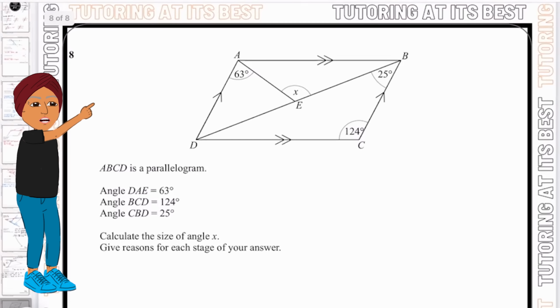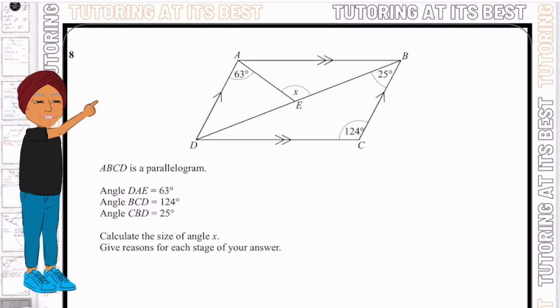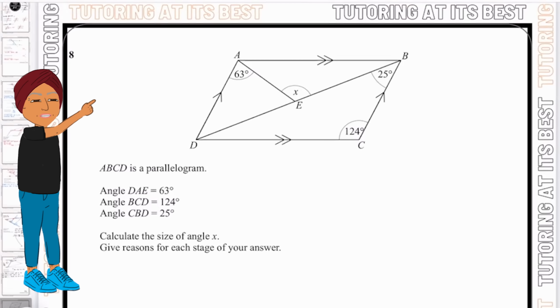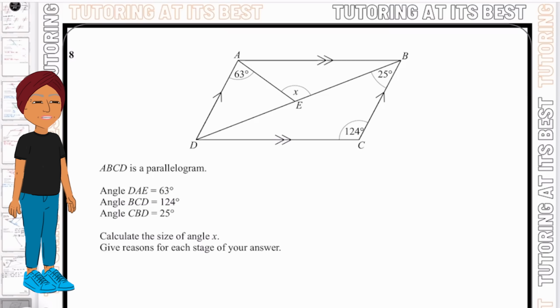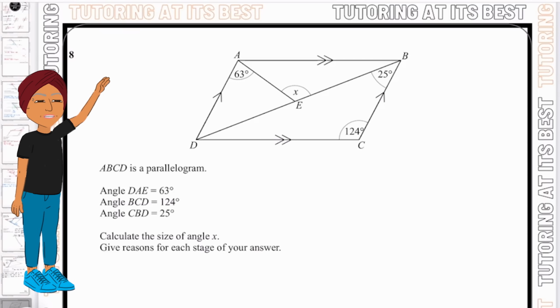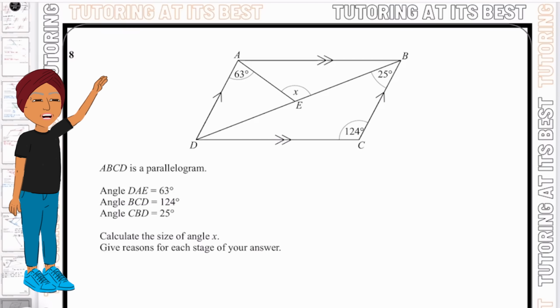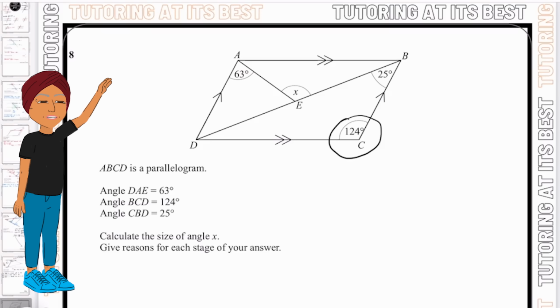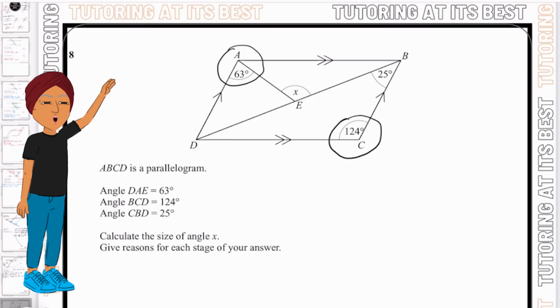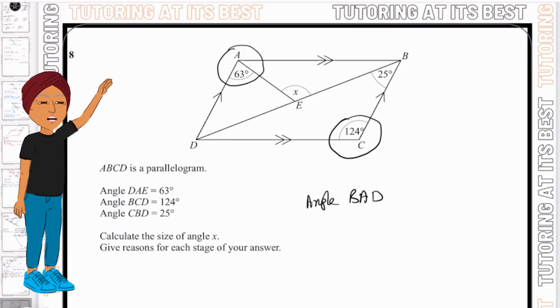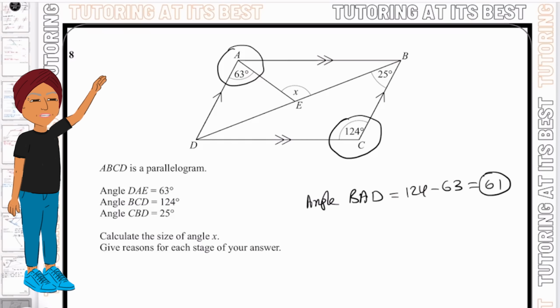And let's now dive into our final question. So we've now been faced with a parallelogram. And we have to calculate the size of angle X. So the first thing and the first property that we need to remember is that opposite angles in a parallelogram are equal. So that means if C is 124, then A also has to be 124. So that means angle BAD will be 124 minus 63, which gives you 61.